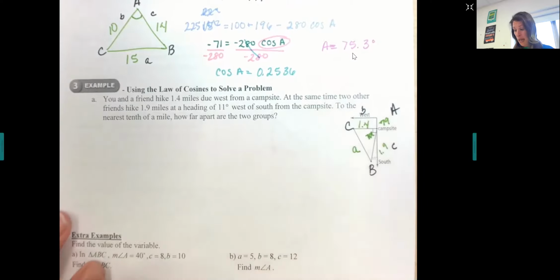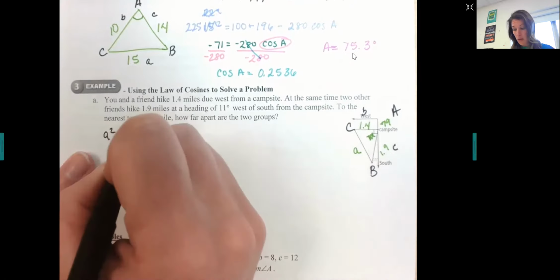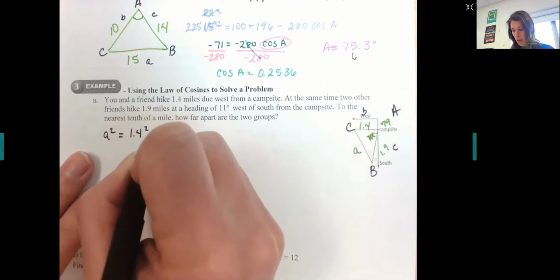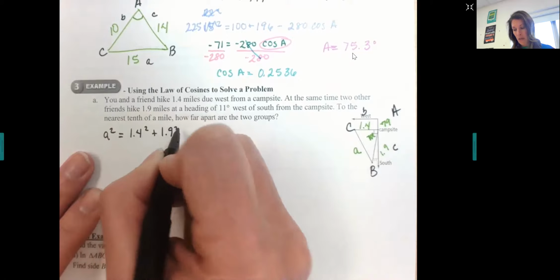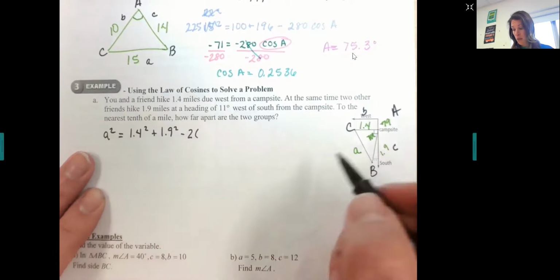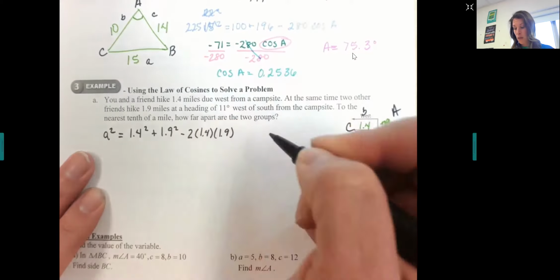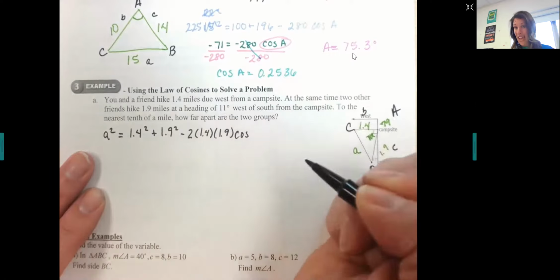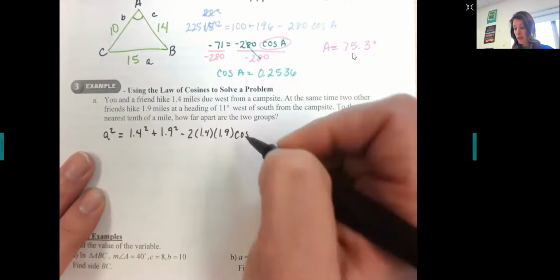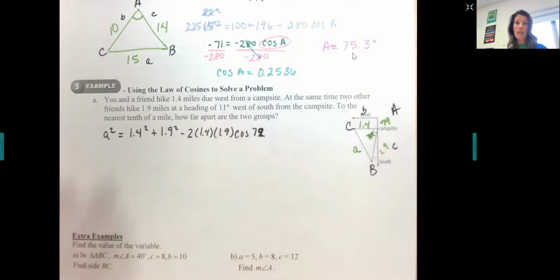So that means that I have a squared, which I don't know what that is equal to, b squared, 1.4 squared, plus c squared, 1.9 squared, minus 2 times b, which is 1.4, times c, which is 1.9, cosine of a, our angle, which is 79 degrees. 79. Guys, if I was in class, you'd be yelling at me, right?